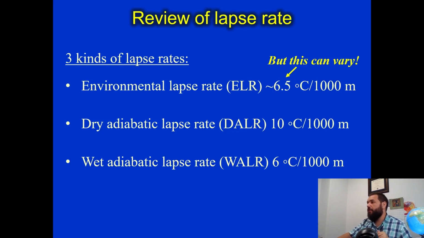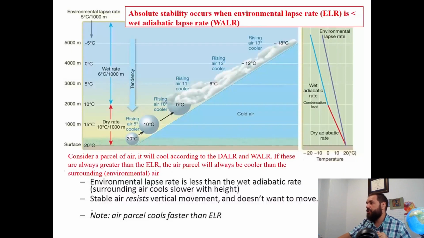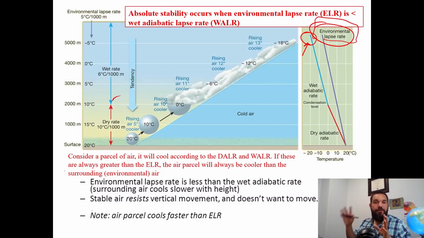Now let's talk about number 13, 14, and 15: absolute stability, absolute instability, and conditional instability. You're a happy little parcel of air, and you start to rise. When you cool down, are you going to cool down according to the environmental lapse rate over here, or the adiabatic lapse rate? The answer is you are going to cool down according to the adiabatic lapse rates. The environmental lapse rate just tells you what the air around you is doing on that particular day and how it's cooling off with temperature.